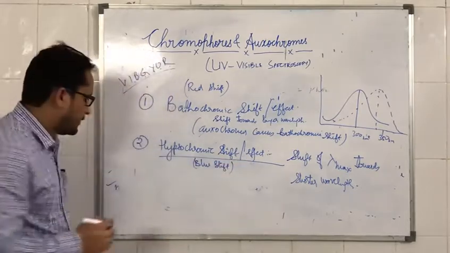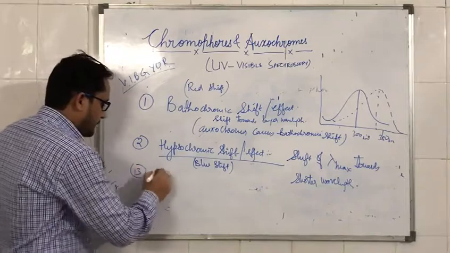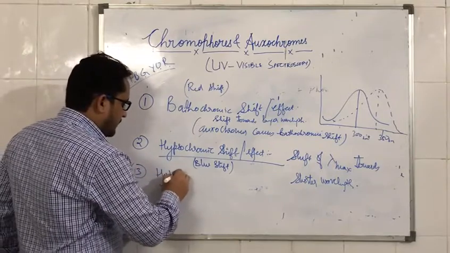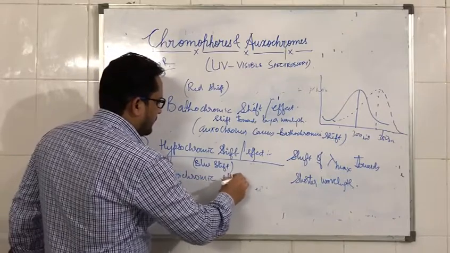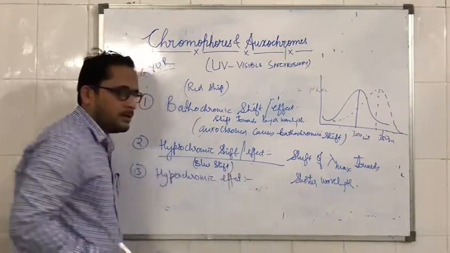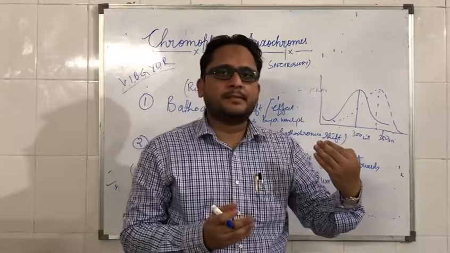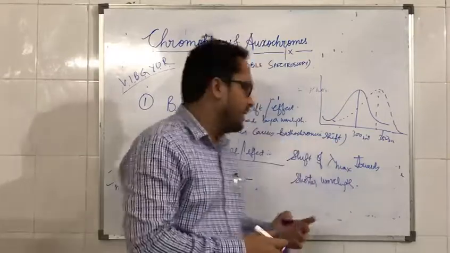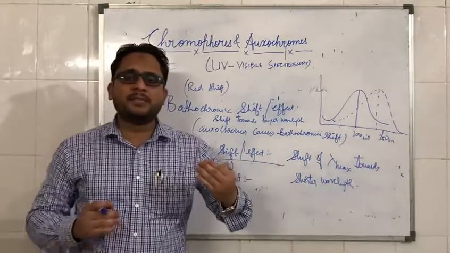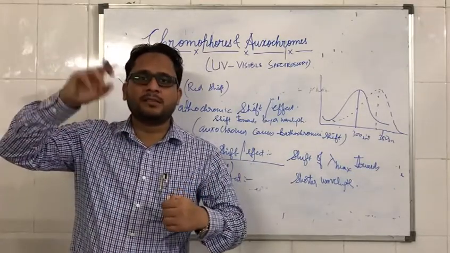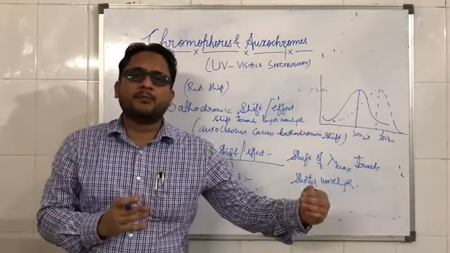Then there are two more effects. One is known as the hyperchromic effect. When color becomes intense, the intensity increases. This chromic word here refers to the intensity. So hyperchromic effect means when the intensity increases.